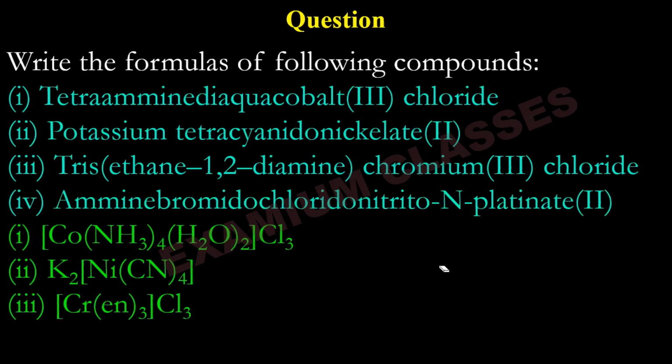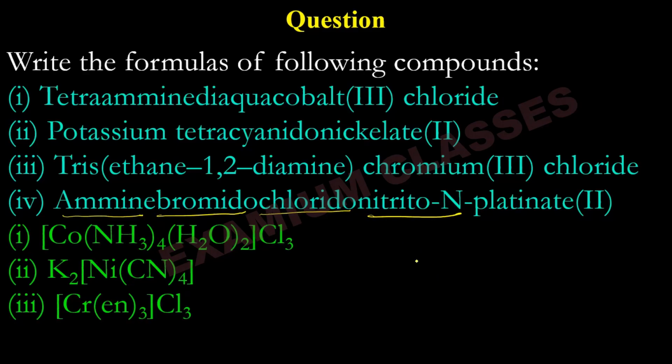Next one. Amminebromidochloridonitrito-N platinate. Here it is 'ate'. It means the coordination entity is anionic. And within the coordination entity, we have ammine, bromido, chlorido, nitrito-N. Nitrito-N means it is NO2 and it is connected to the central metal atom through N. Otherwise, we will write ONO. So in the formula, if it is nitrito-N, we will write NO2. And if it is nitrito-O, we will write ONO.